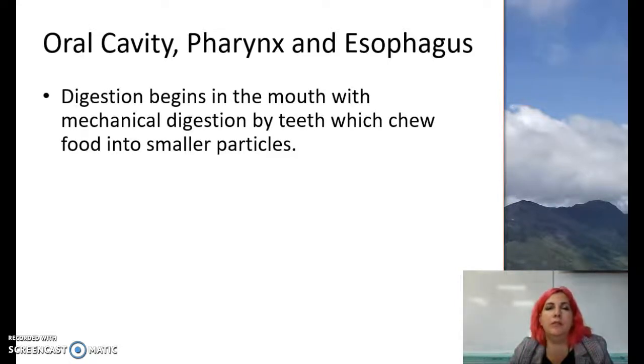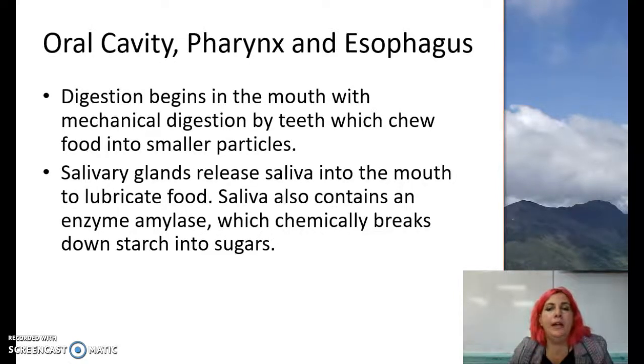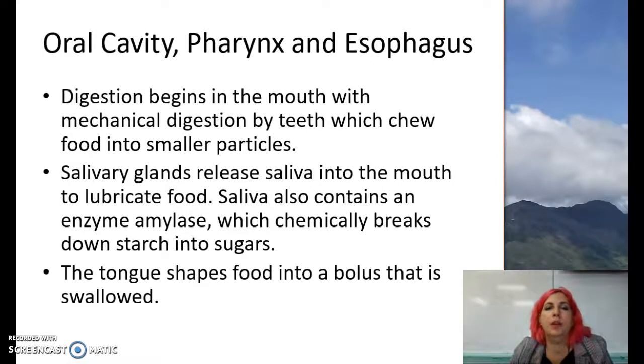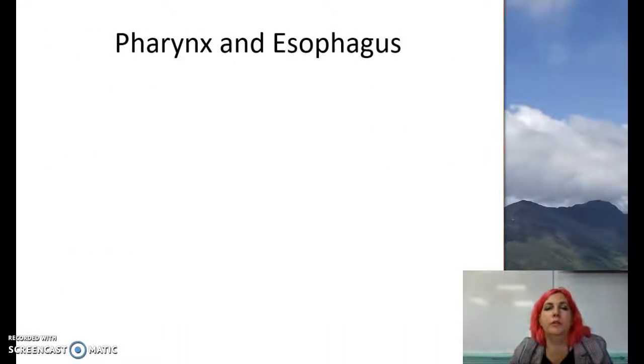So digestion begins in the mouth with the mechanical digestion by teeth, which chew food into smaller particles. But at the same time, salivary glands release saliva into the mouth to lubricate food. Saliva actually also contains an enzyme called amylase, which chemically breaks down starch into sugars. So the beginning of chemical digestion actually takes place in your mouth. The tongue shapes food into a bolus that is swallowed.